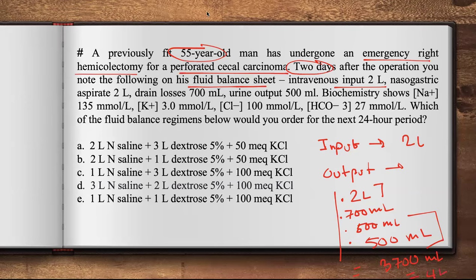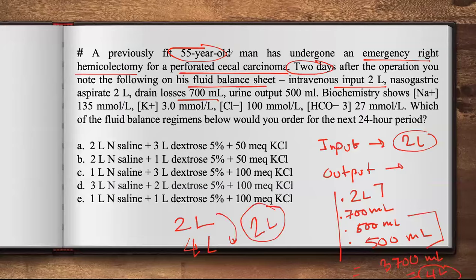Okay? Is this making sense so far? Everyone? So now you know how to calculate the input and output. So input is 2 liter and output, we already know this patient has 2 liter NG tube aspiration, drain loss 700 ml, urine output 500 ml, and insensible loss 500 ml. Together it is 3.7 liter. We just made it whole as 4 liter. Okay. So this patient's input is 2 liter, but output is 4 liter. That means he's having a deficit of 2 liter already, right?